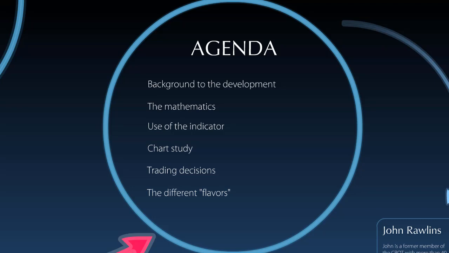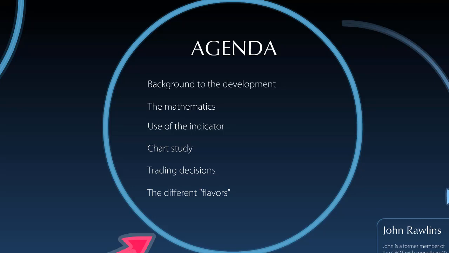It's an extraordinary story, and in a moment I'm going to ask John Rawlins, the creator of the indicator, to tell us that story. Then we're going to touch briefly on the mathematics behind the indicator, because it uses a very advanced mathematical approach, and that is what really distinguishes the Quant Cycles indicator from any other indicator out there. Then we're going to speak about the use of the indicator, and we're going to do a little bit of chart study. We're going to look at some charts with the indicator on them.